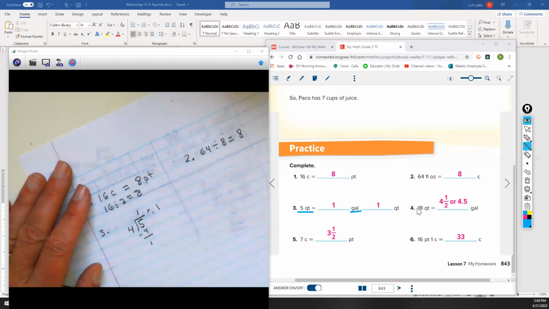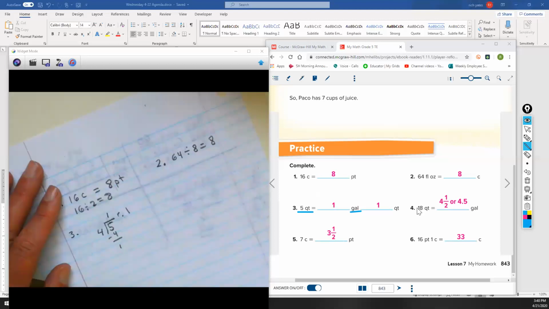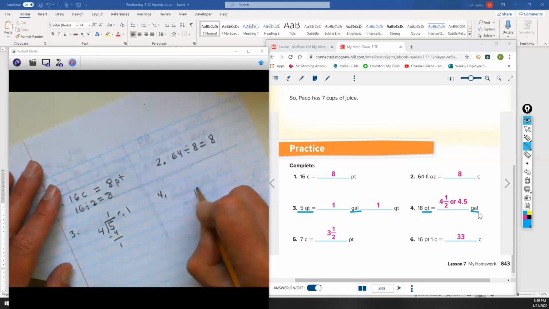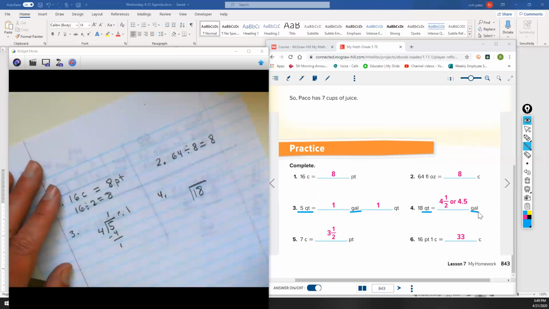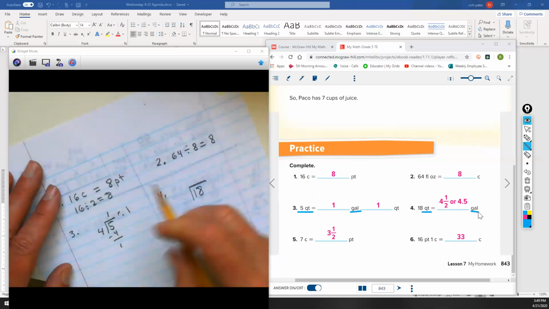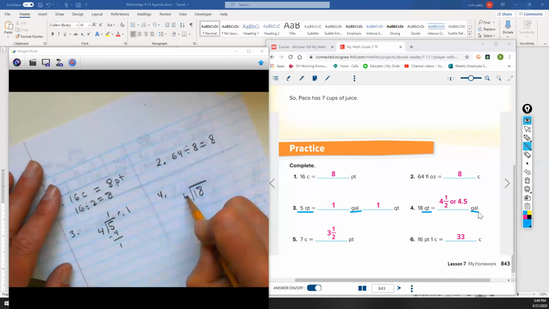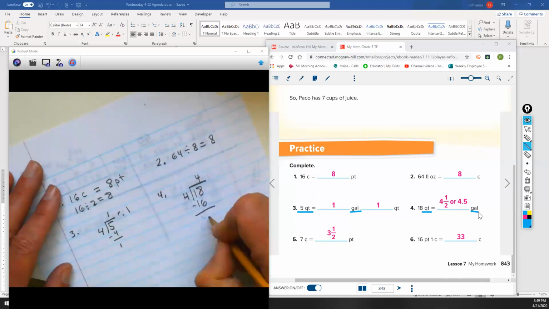For number 4, I'm taking quarts again and going into gallons. This time I'll be taking 18 quarts and dividing it by the number of quarts that are in 1 gallon, which we just said previously was 4. 4 times 4 is 16. I'm going to end up with a remainder of 2.